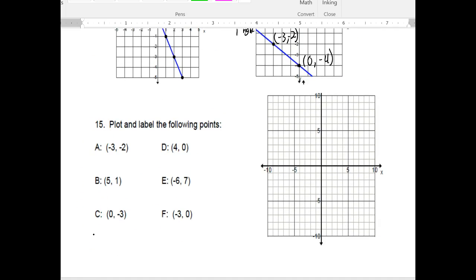A means move left 3 and then down 2, negative 2. So left 1, 2, 3, negative 3, down 1, 2, and there's A. B moves right 5 and up 1. So right 1, 2, 3, 4, 5, up 1. There's B.